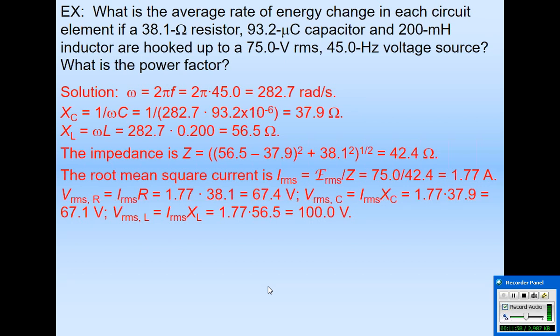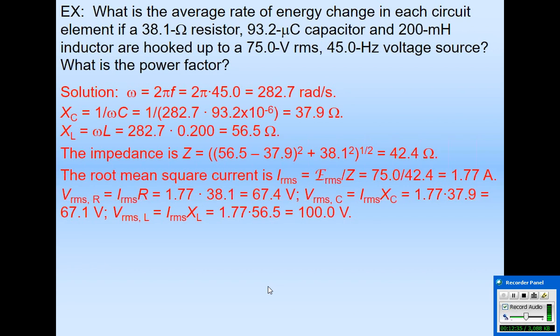The RMS voltage across the resistor is RMS current times R, 1.77 times 38.1 equals 67.4 volts. The root mean square voltage across the capacitor is equal to the root mean square current times the capacitive reactance, 1.77 times 37.9 equals 67.1. And the root mean square voltage across the inductor is equal to the root mean square current times the inductive reactance, 1.77 times 56.5 equals 100 volts.